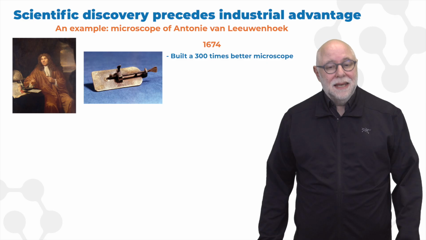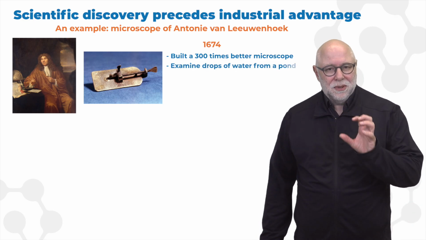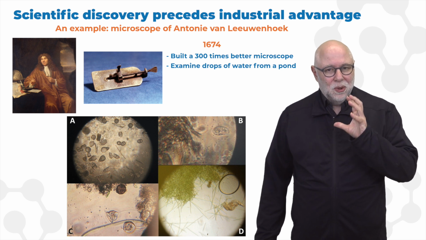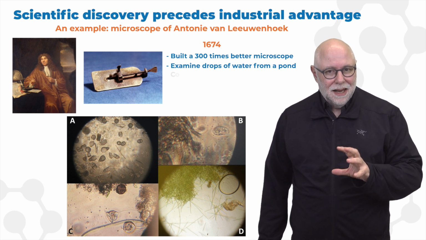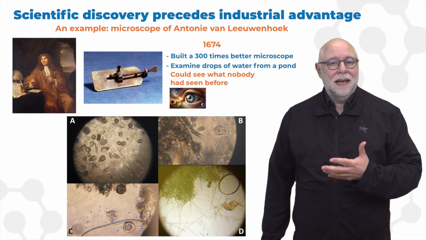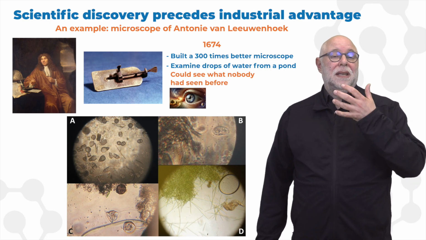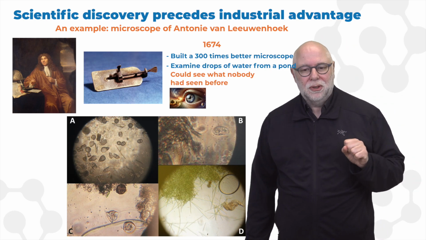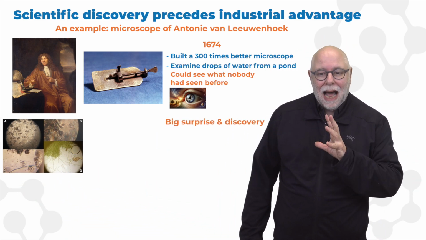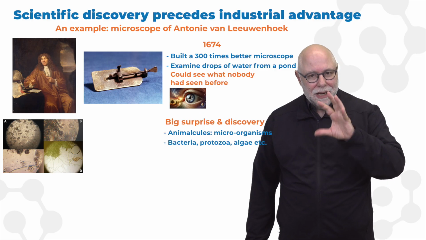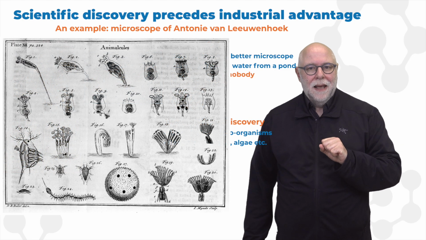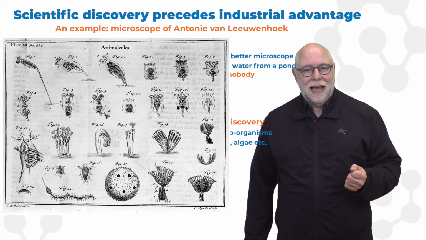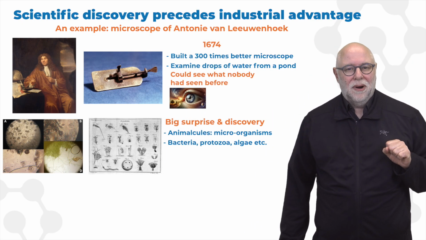And once he built it, he of course started to play with it. And one of the things that he did was he examined some drops of water from the pond behind his house in Delft, and to his bewilderment, he could see things that he didn't expect that he would see and that nobody had seen before. And what he saw were little animals that we now know are called bacteria and protozoa, but he called them animalcules, and he made a drawing that you can see here on the slide. And this was all super exciting because nobody expected there to be these animals in this clear drop of water.